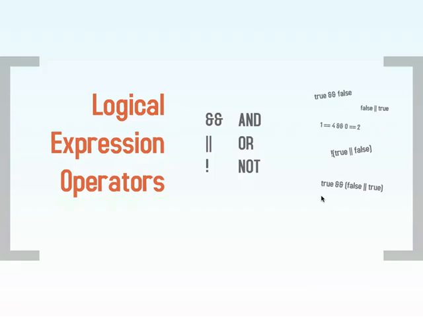Alright, and now we have our last one that we're going to take a look at. We have true and then parentheses, false or true. So false or true returns true. Then we have true and true, so our entire condition would evaluate to true.